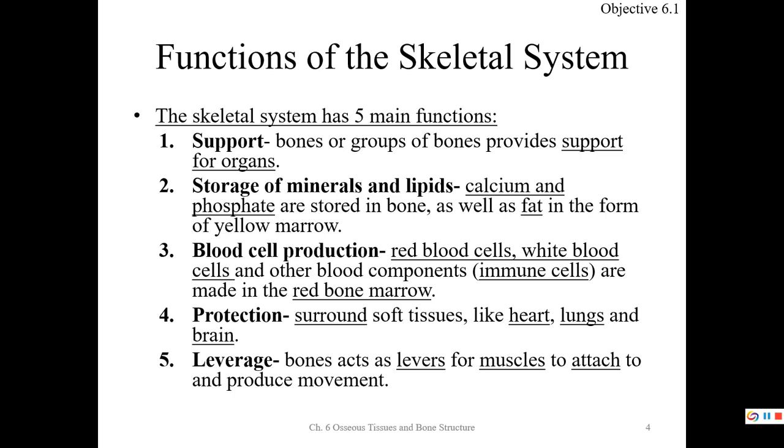We can store minerals and lipids. For example, calcium and phosphate are stored in the bone, as well as fat in the form of yellow marrow. So we have the calcium and phosphate storage, those minerals, as well as lipids, fat. Red blood cells, most of your white blood cells, and other blood cell components like platelets and immune cells are made in the red bone marrow. We also protect soft tissues like our heart, lungs, and our brain, and we can act as leverage.